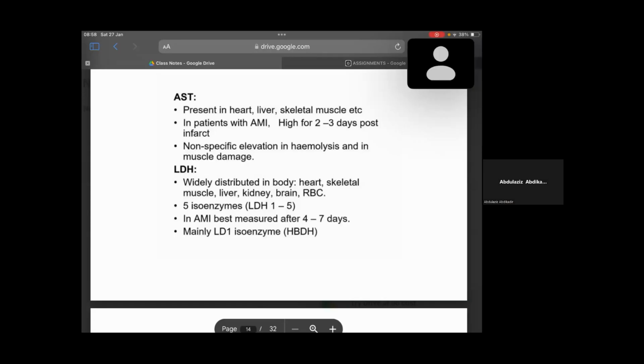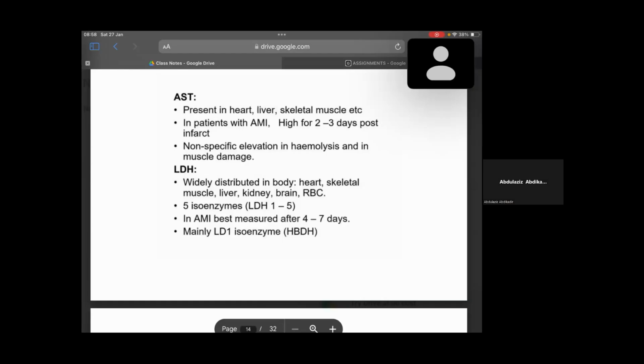LDH is found in the heart, skeletal muscle, liver, kidney, brain, and RBC. That's what I was telling you. The LDH is a marker of hemolysis. Next week, I think you'll cover hemolytic anemias, and you will see the lab tests. You'll find LDH. There are 5 isoenzymes, LDH 1 to 5. This is not important for now because you will still cover LDH on its own as a topic.